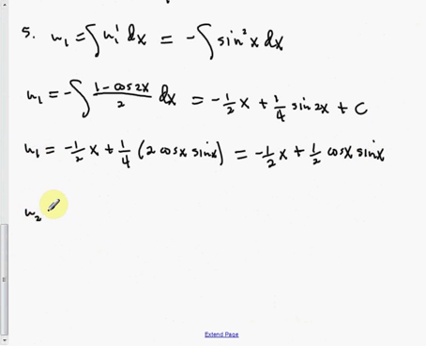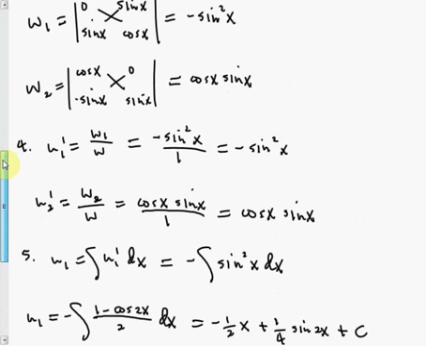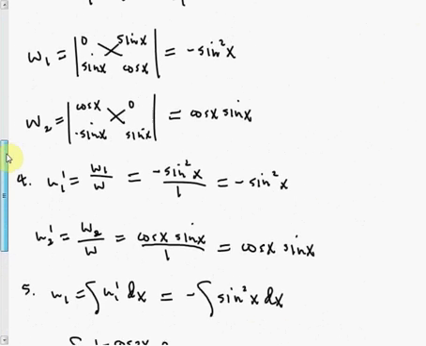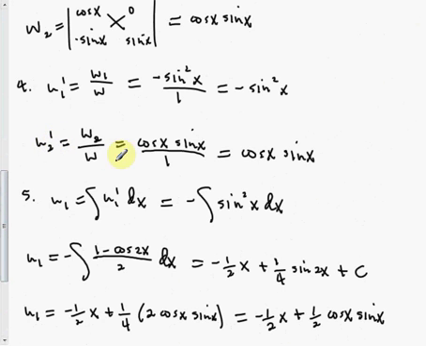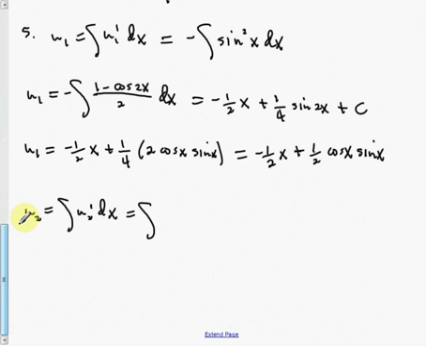What about the u sub 2? That's the integral of u sub 2 prime dx. The u sub 2 prime is cosine x sine x. Cosine x sine x dx. How do you integrate that? Talking about integration, not derivatives.